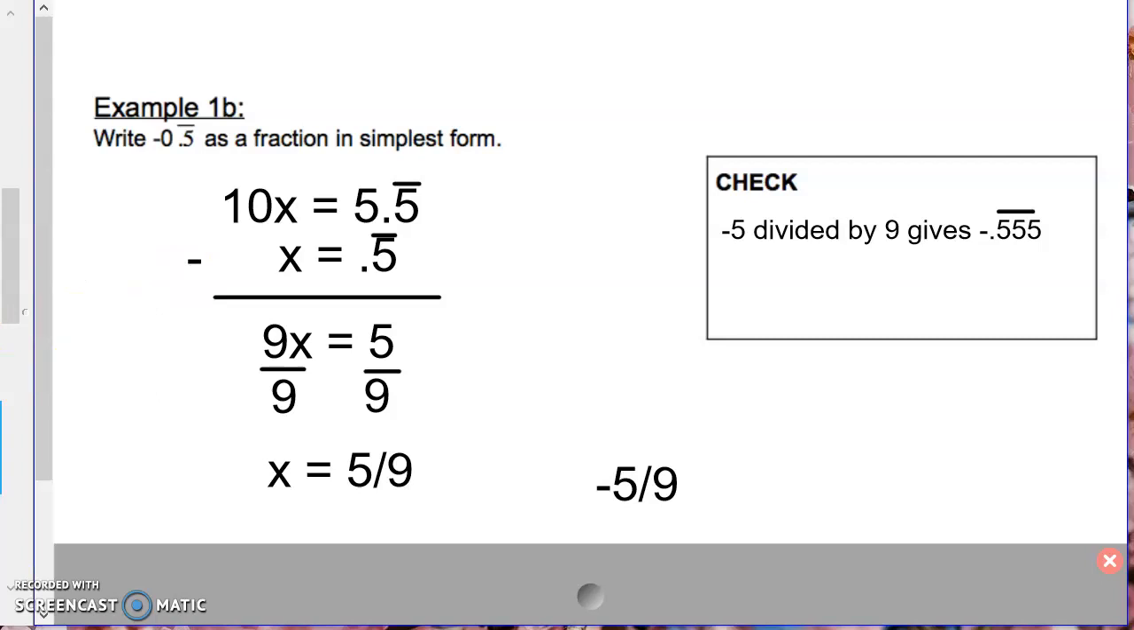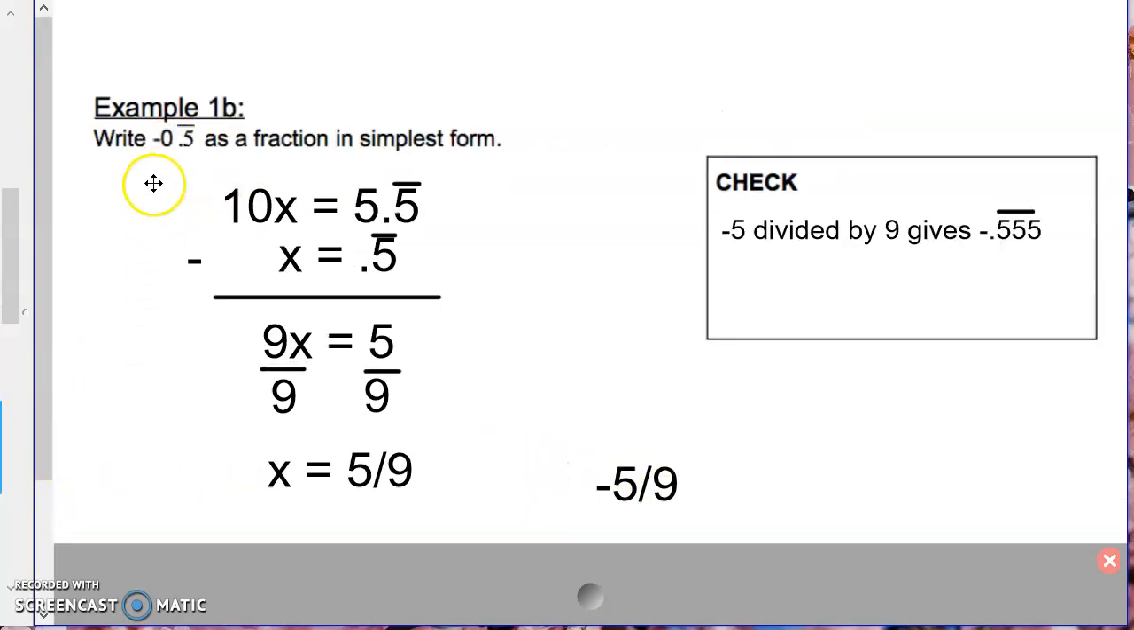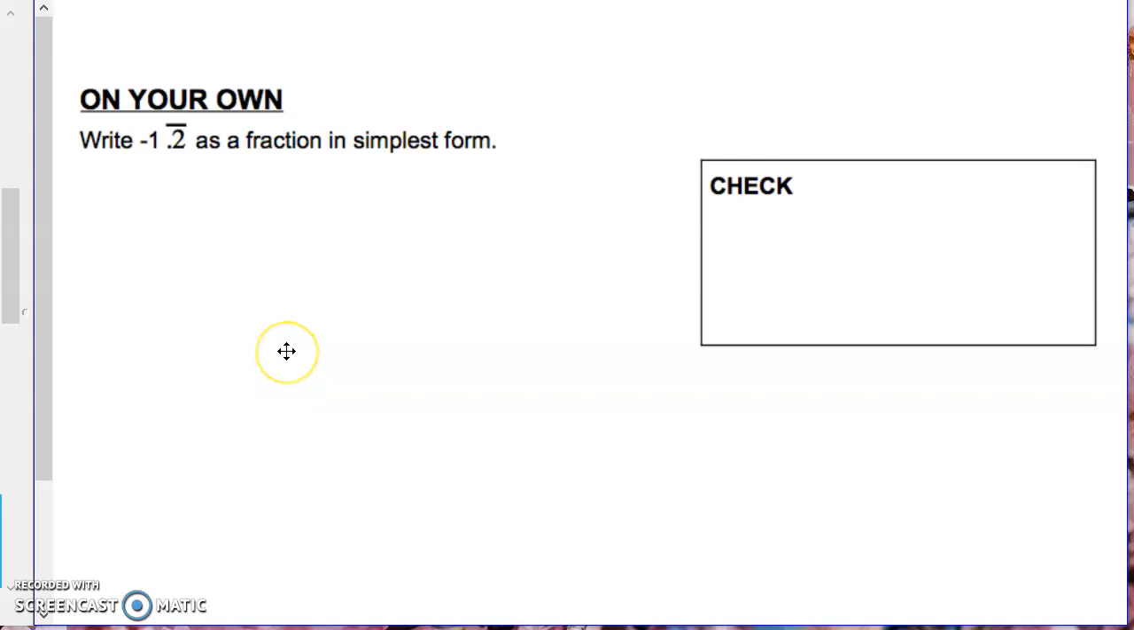So if we look at the patterns here, when I had one digit repeating, that one digit was 8/9. When I had one digit repeating, that was 5/9. I think you're probably going to start seeing a little bit of a pattern here, but please try this one on your own and then we will check it.